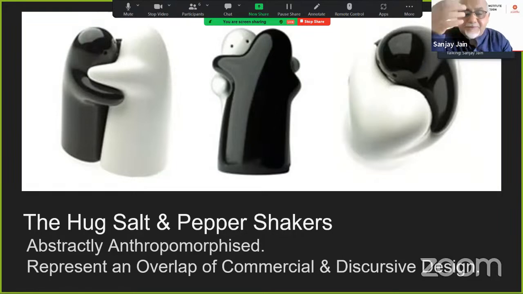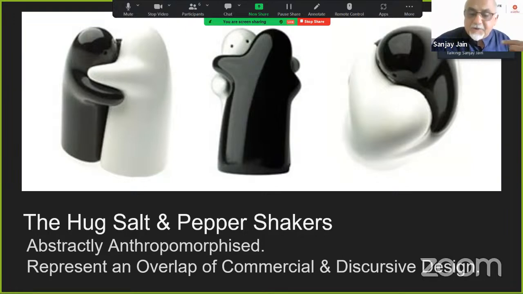I will call it an abstract product. It's called the hug. So the salt and pepper shakers hug each other, and it is basically anthropomorphized. In terms of a human being, a human figure has been converted into a tangible product, and it is an expression. So it's commercial as well as discursive design. It provokes you, it instigates you in a very nice comic way, but also is a commercial product. So we're talking about the boundary of commercial and discursive design.